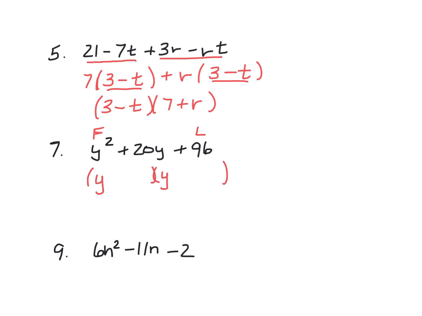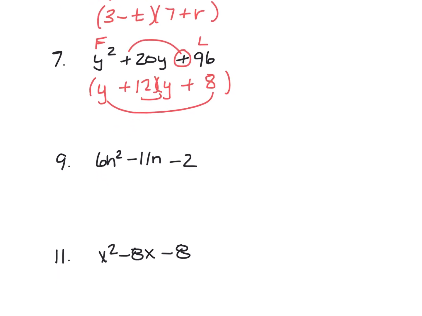I believe 4 goes in there about 24 times. 1 and 96, 2 and 48. 8 goes in there, I believe, exactly 12 times. That seems to me like it will give me 20. Both signs have got to be positive. And if I check this, I have 8y and 12y, which does give me 20y. And so that does work. And that is factored. That's a trial and error one.